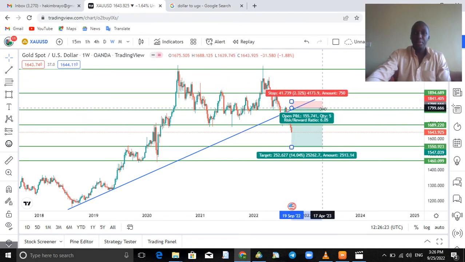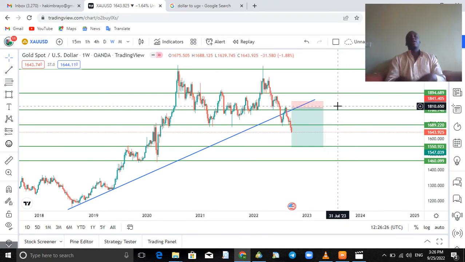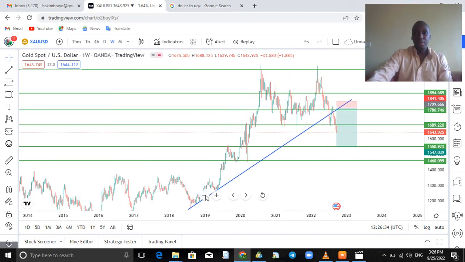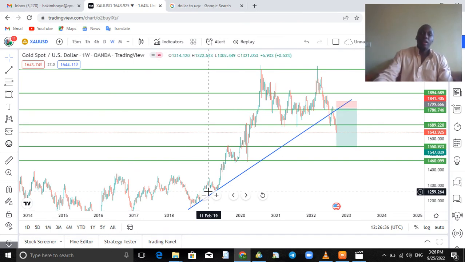So we are expecting gold to continue dropping. Why? At the moment, there's no level where you can say that gold will make a retracement on this particular level. No way. Why? We already got the confirmations starting from the higher time frame.